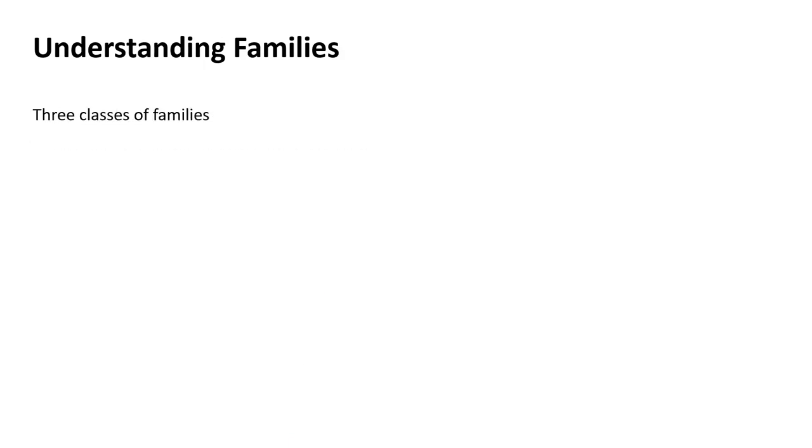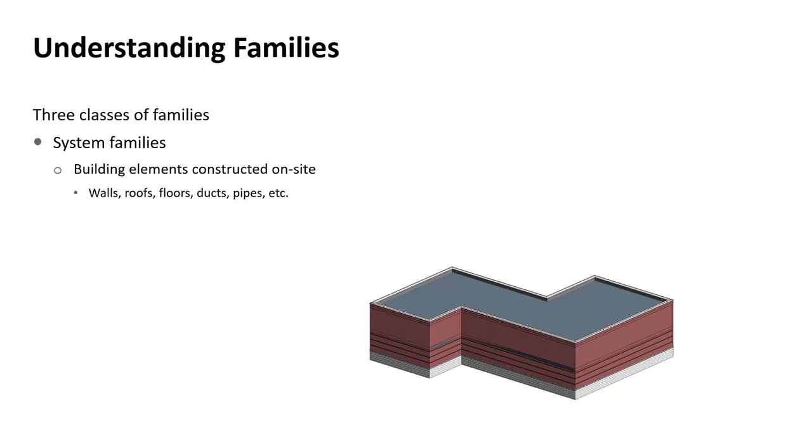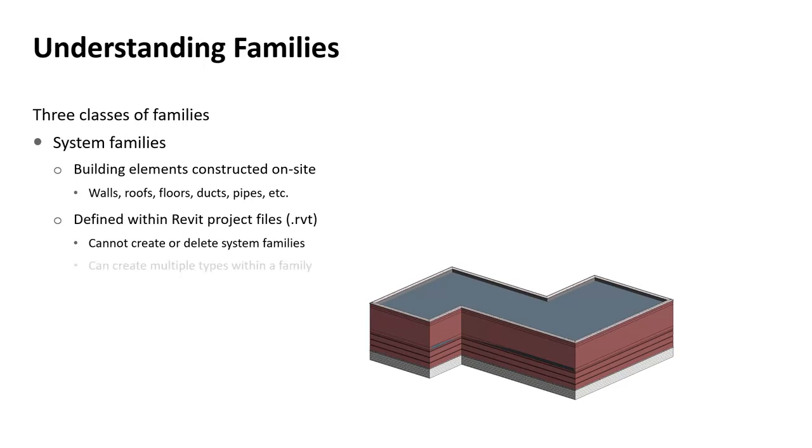There are three classes of families within Revit: system families, loadable families, and in-place families. System families form the basic building elements, such as walls, roofs, floors, ducts, and pipes, that would typically be assembled at a construction site. System families are defined directly within the Revit project file. Again, although you cannot create or delete system families, you can create multiple types within a system family.